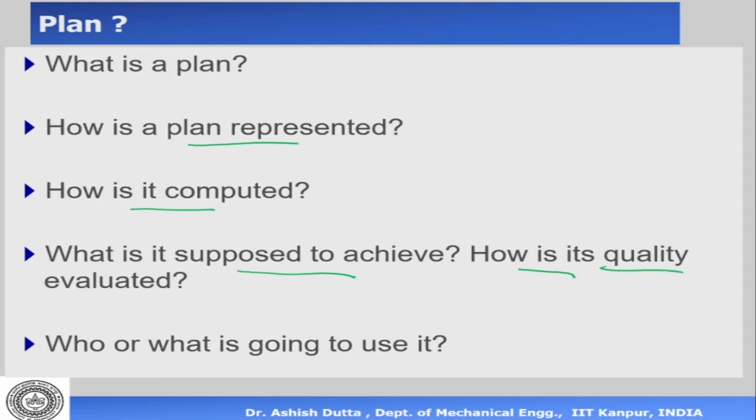For example, quality can be evaluated by means of the length of the path. If the path length is very high, we can say it's a bad quality. If the path length is low, we can say it's good quality. Energy can be another one. If it takes too much energy, it's a bad plan. If it takes less energy, it's a good plan. Who or what is going to use it is the other aspect of plan.